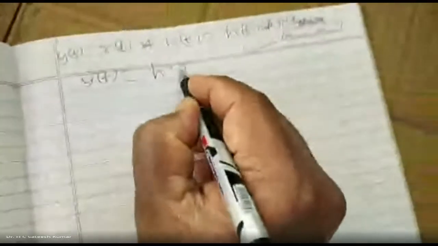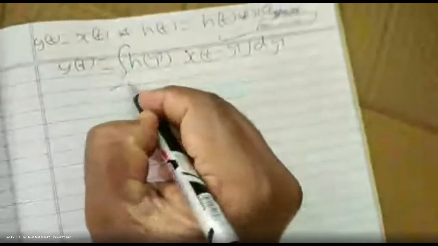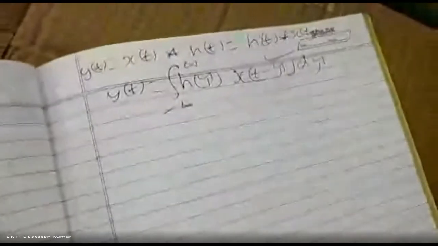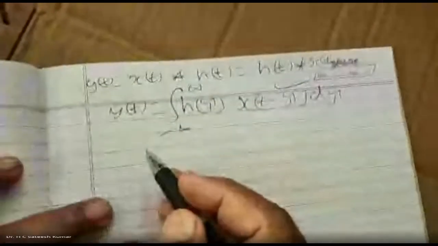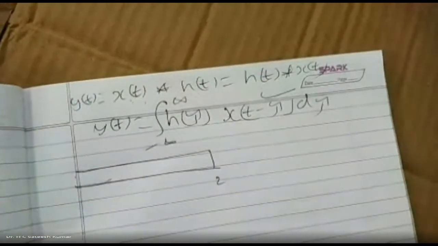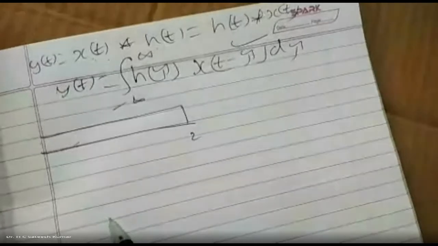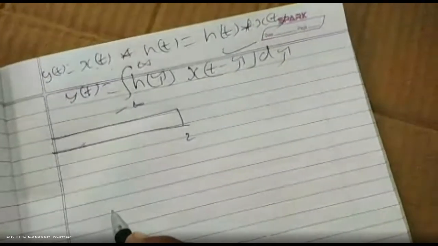So I'll take this formula. y of t is equal to the integral of h of tau into x of t minus tau d tau. You may ask, sir, what will happen if I do it the other way around? Nothing will happen. Only every time I'll have to keep shifting the big one, so drawing a big diagram is difficult. Since it is commutative, whether you shift the first one or second one doesn't matter. So therefore, h of tau is from minus infinity to 2. If both of them are small or both are big, then it doesn't matter. When there is an option, keep the big one constant and keep shifting the small one.